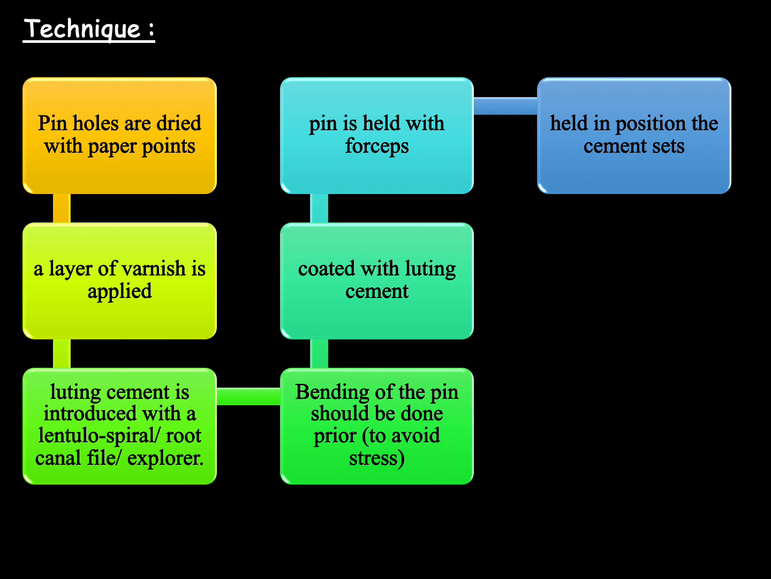Coming to the technique of how you cement your cemented pins into the pin channel, first you prepare the pinhole, which is then dried with paper points. After drying with paper points, you apply a layer of varnish and let it set. Then you use the luting cement, which is introduced into the pin channel using Lentulo spirals, a root canal file or an explorer, followed by which you bend the pin if you need it, or place it inside the pin channel coated with the luting cement, and hold the pin using forceps. This is held till the cement sets.